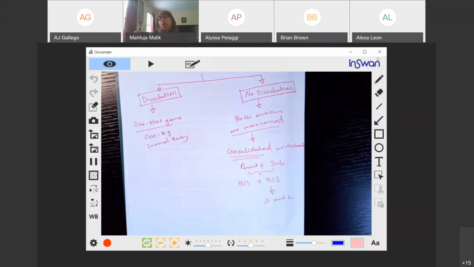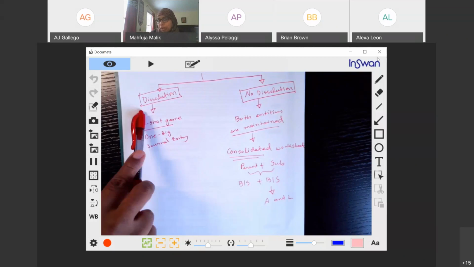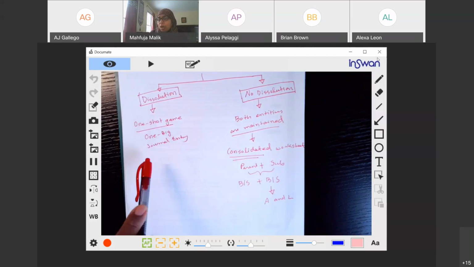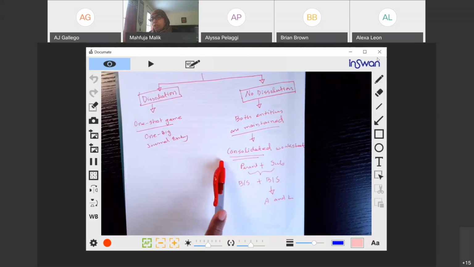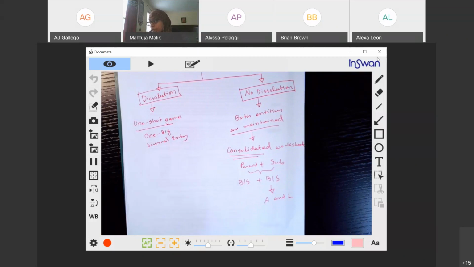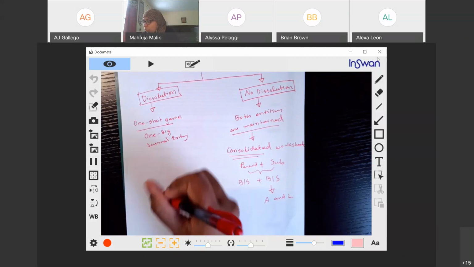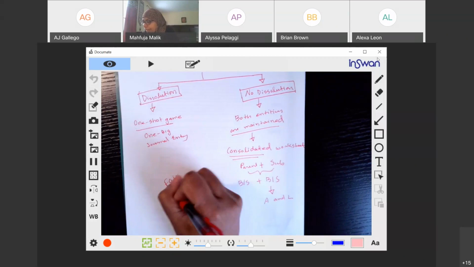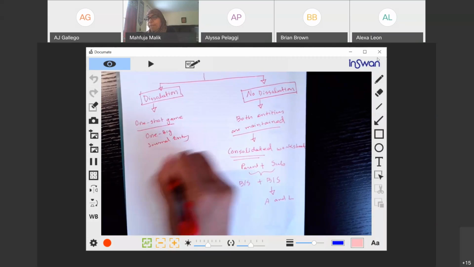And remember, whenever you do any consolidation entry, no matter whether dissolution is occurring, you are entering one big journal entry, or at the end of the year, you are preparing the consolidated worksheet. Every time you consider your subsidiary's assets and liabilities, we will record everything as per the fair value.